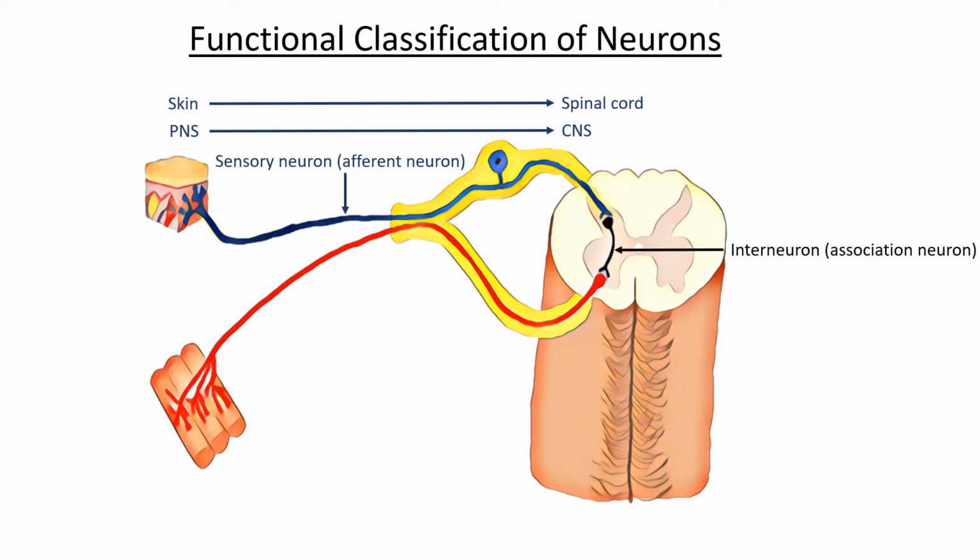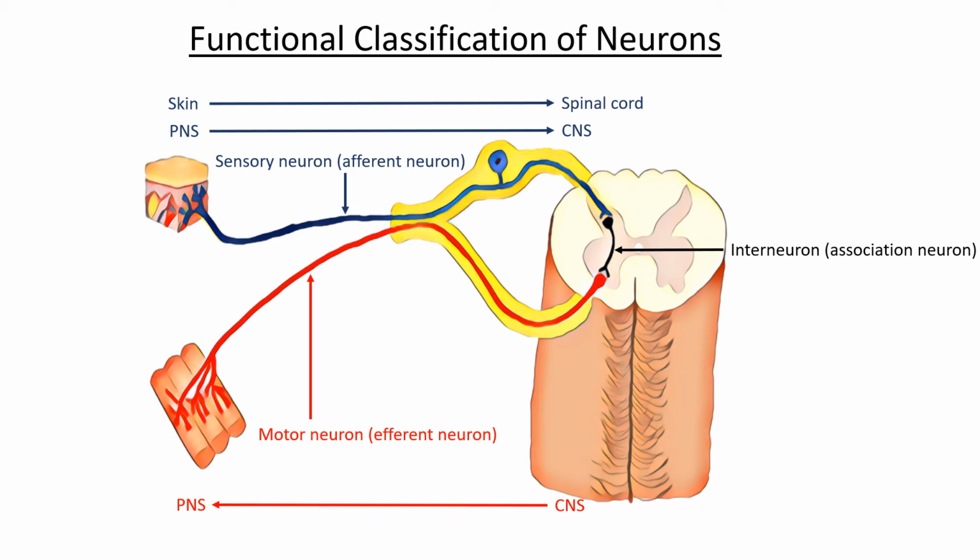The interneuron, also called association neuron, functions to process information received from the sensory neuron about water temperature in order to generate an appropriate response. This response is then passed along the motor neuron. The motor neuron, also called efferent neuron, functions to transmit motor information from the central nervous system to the peripheral nervous system. In other words, it transmits the response generated by the central nervous system towards the target cell.